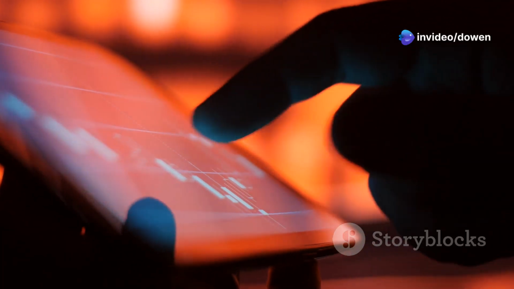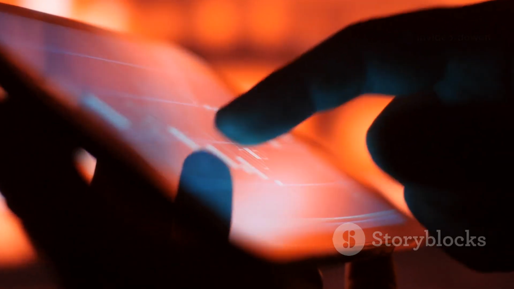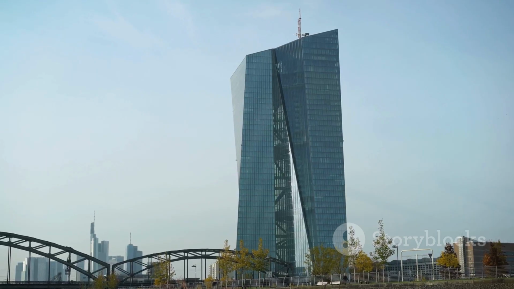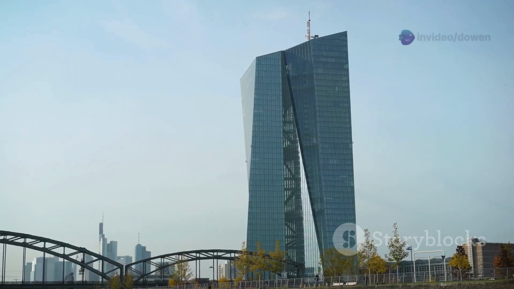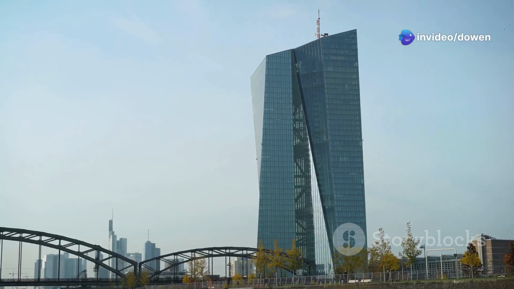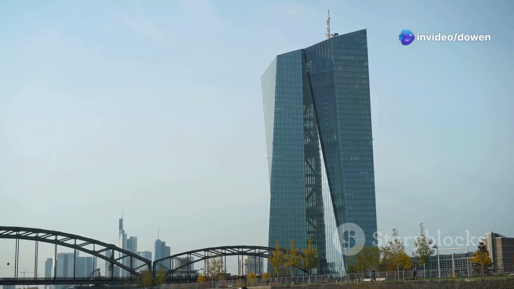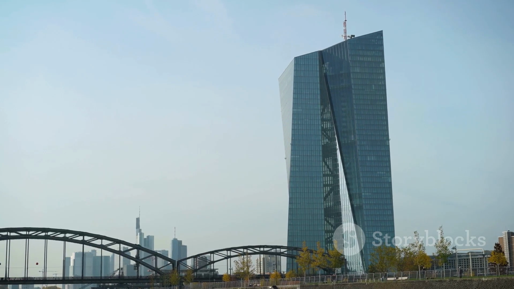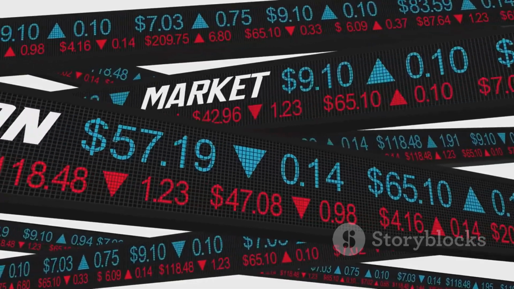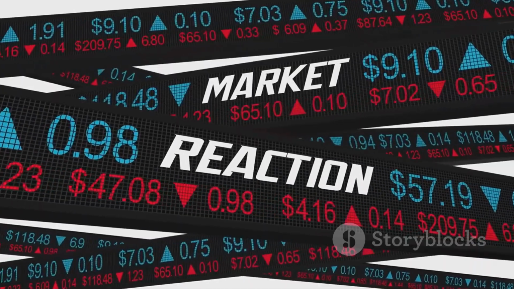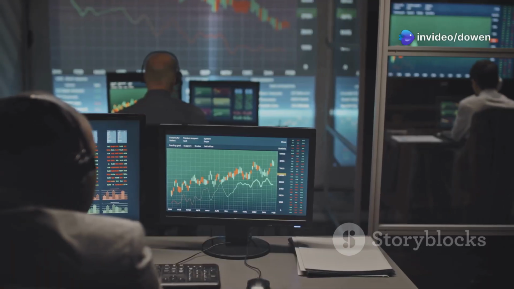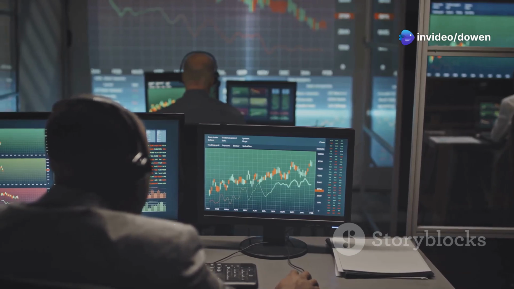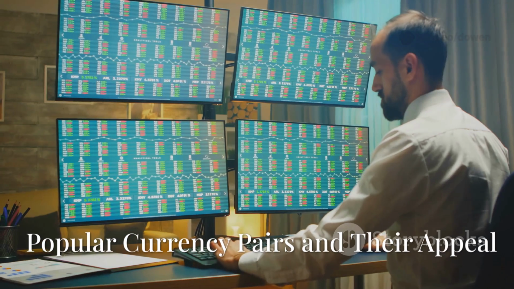Sometimes, central banks might intervene directly in the Forex market by buying or selling their own currency to influence its value. This is less common for major central banks like the US Federal Reserve or the European Central Bank, but it can occur, especially if a currency is perceived to be moving too rapidly or to undesirable levels. Such interventions can cause sharp, albeit often temporary, price swings. Understanding the mandates, tools, and likely reactions of key central banks is absolutely critical for any serious Forex trader.